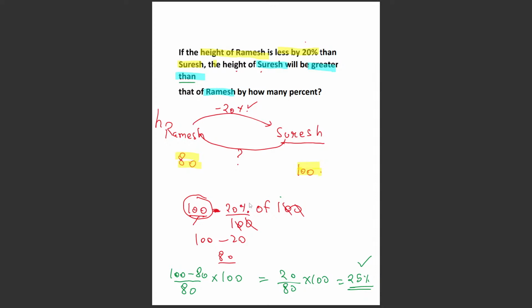20% of what? 100. 20% of 100, that is divided by 100 over here. We solved it, and now subtracted from 100. 100 minus 20 is 80, and this 80 is Ramesh's height over here. Finally, we have got, as it was saying in the question, that it is 20% lesser.